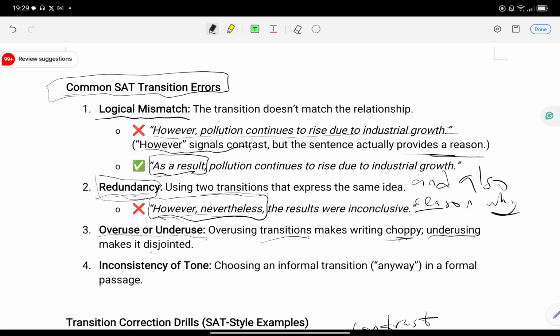Also, transition words can affect the tone. If you use the wrong transition word, it may affect the tone. If it's supposed to be formal and you use a word like "anyway," this is not formal. So yes, it's a transition word, but it doesn't fit into a formal context.